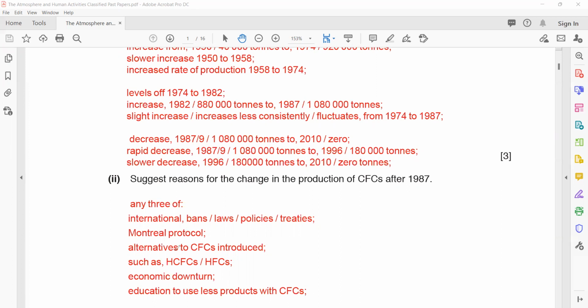Okay, they use some alternative instead of CFCs. They are using HCFCs and HFCs, that is hydrofluorocarbons, and this is chlorofluorocarbon. So maybe instead of this one they use this one. Maybe an economic downturn, maybe that country became poor, or maybe there is a problem of electricity, so all these devices are not working, or they educate the people to use less CFCs. So all these reasons can be the decline in the production of the CFCs. Got it?